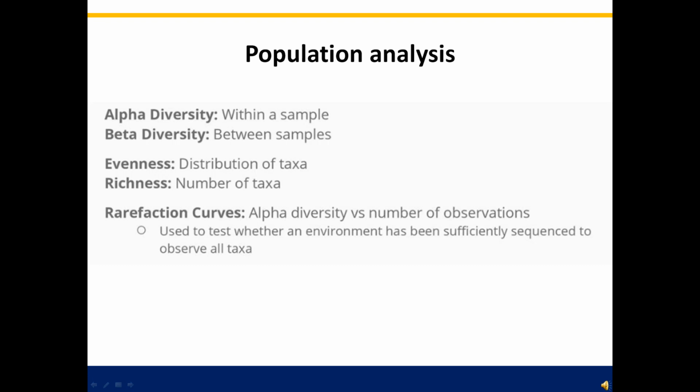This is used to test whether an environment has been sufficiently sequenced to observe all taxa or not. That is, it tells whether the samples have been evenly sequenced, so that we can have a proper statistical analysis, and whether the sequencing quality is such that these samples can be considered for further analysis. So in population analysis, it is very important to identify alpha diversity and beta diversity, and sometimes we also go for gamma diversity. Remember that we need to identify the evenness and richness of our samples.